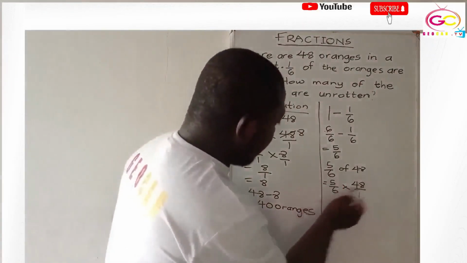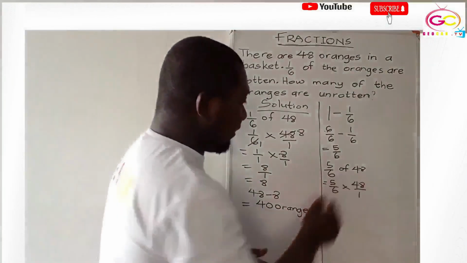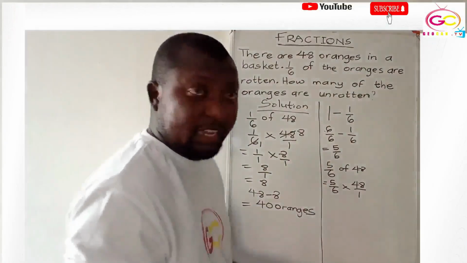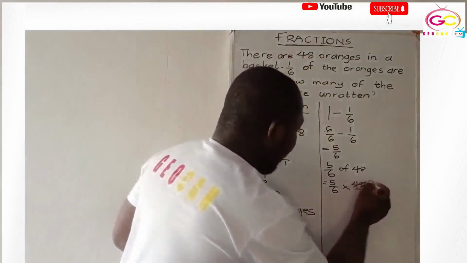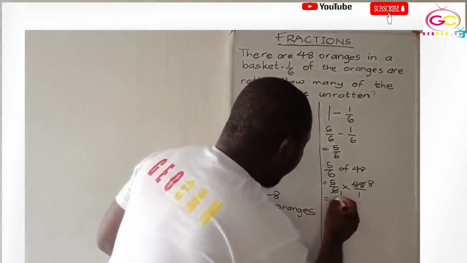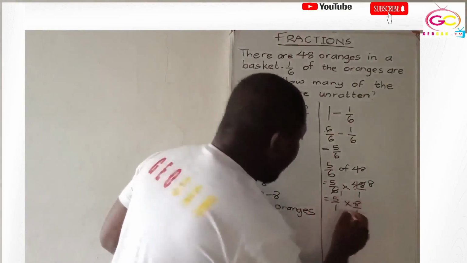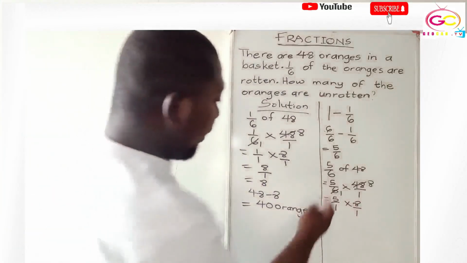Vertically is impossible, but diagonally it is possible. 6 will go into 48 8 times. 6 will go into itself once. So now we have 5 over 1 times 8 over 1. Can we cancel again? No, we can't cancel again.